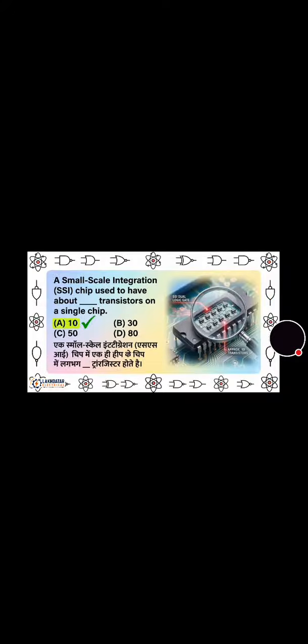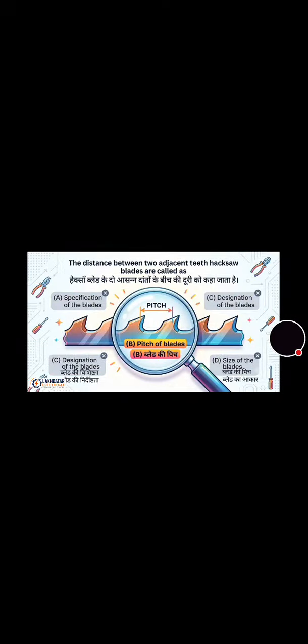Small scale integration chip used to have about how many transistors on a single chip? And its correct answer is option A, that is 10 transistors. Now move towards the next question that is on the screen. The distance between two adjacent teeth of hacksaw blades is called what? And its correct answer is option B, that is pitch of blades.